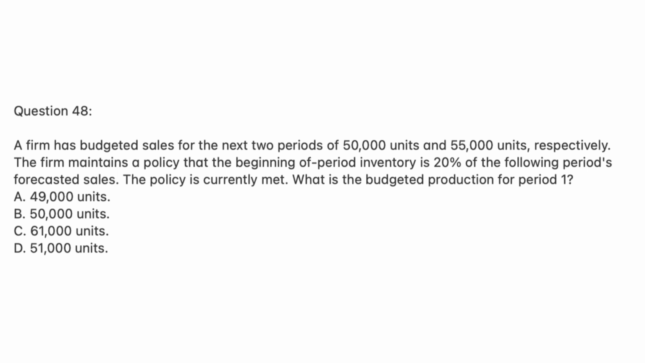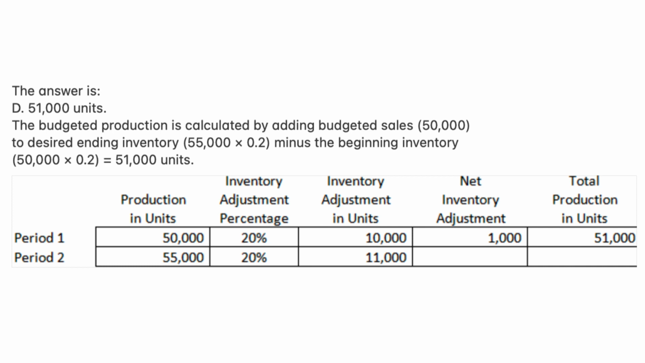The firm maintains a policy that the beginning of period inventory is 20% of the following period's forecasted sales. The policy is currently met. What is the budgeted production for period 1? A. 49,000 units. B. 50,000 units. C. 61,000 units. D. 51,000 units. The answer is D. 51,000 units. The budgeted production is calculated by adding budgeted sales, 50,000, to desired ending inventory, 55,000 times 0.2, minus the beginning inventory, 50,000 times 0.2, which equals 51,000 units.